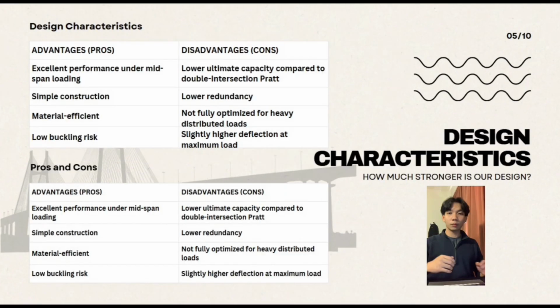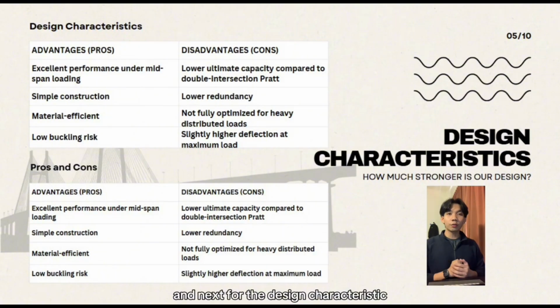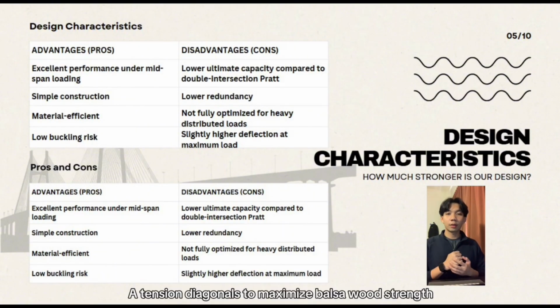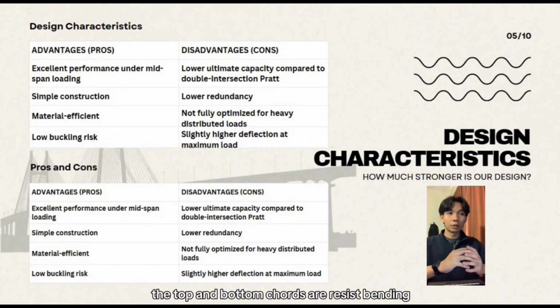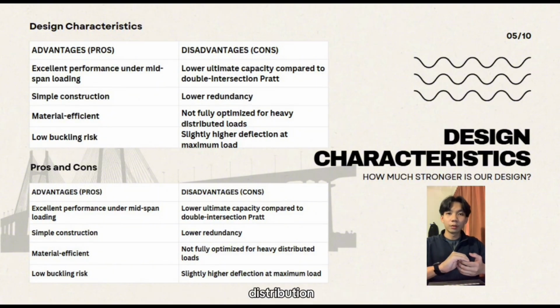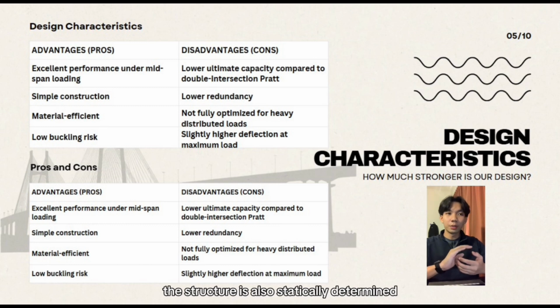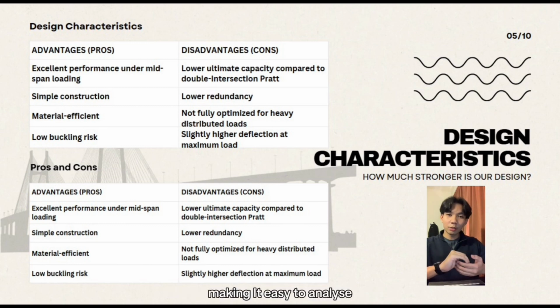And next, for the design characteristic, the bridge uses tension diagonals to maximize balsa wood strength, while short compression vertical members reduce the risk of buckling. The top and bottom chords resist bending, and the symmetrical design ensures balanced load distribution. The structure is also statically determinate, making it easy to analyze.